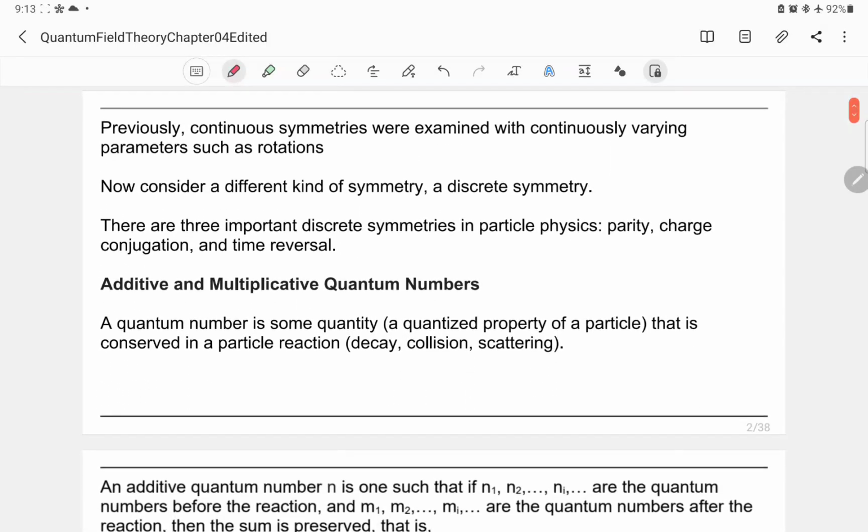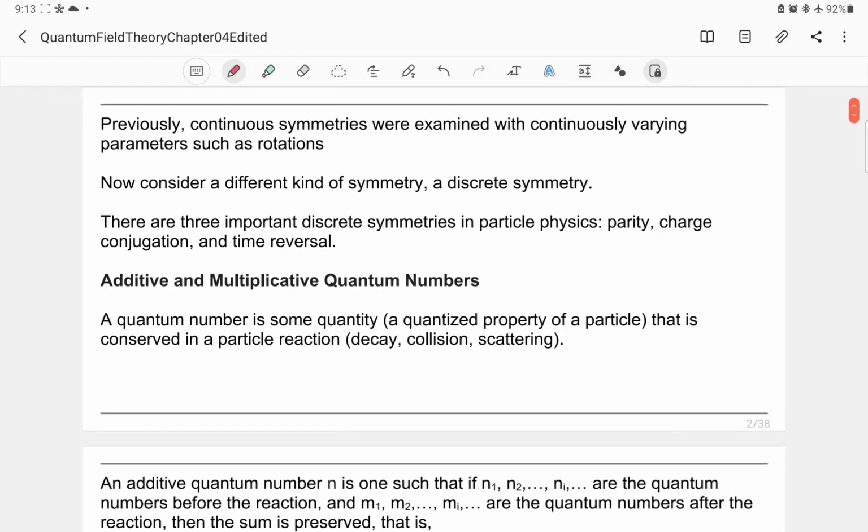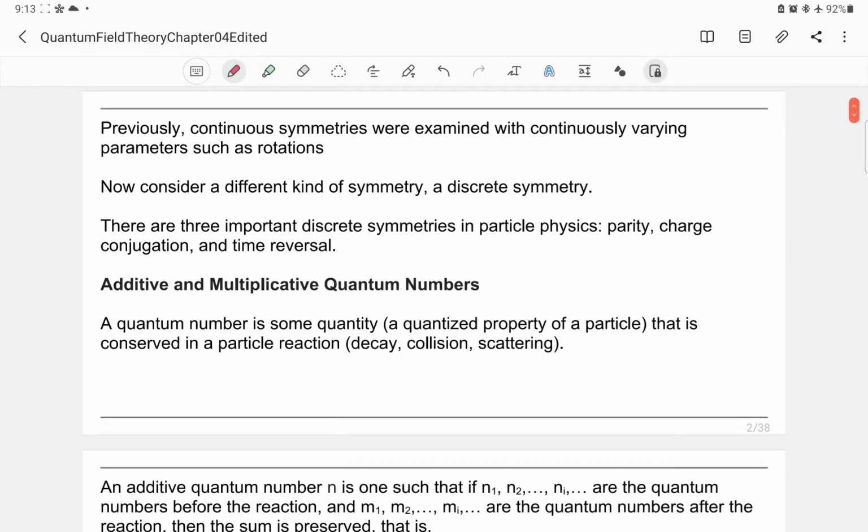Previously we had continuous symmetries discussed in chapter 3, and those had continuously varying parameters, such as the rotational groups that we discussed, and also unitary groups. Now this particular lecture will consider a different kind of symmetry: discrete symmetries, namely parity, charge conjugation, and time reversal symmetries.